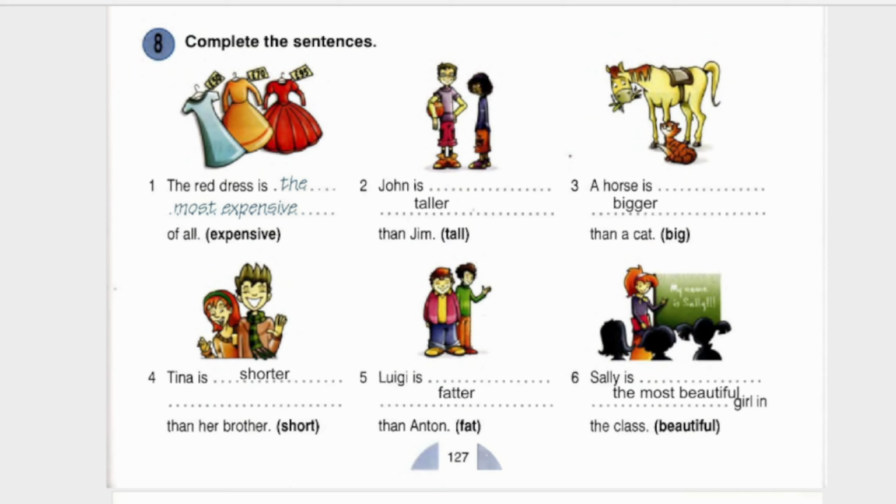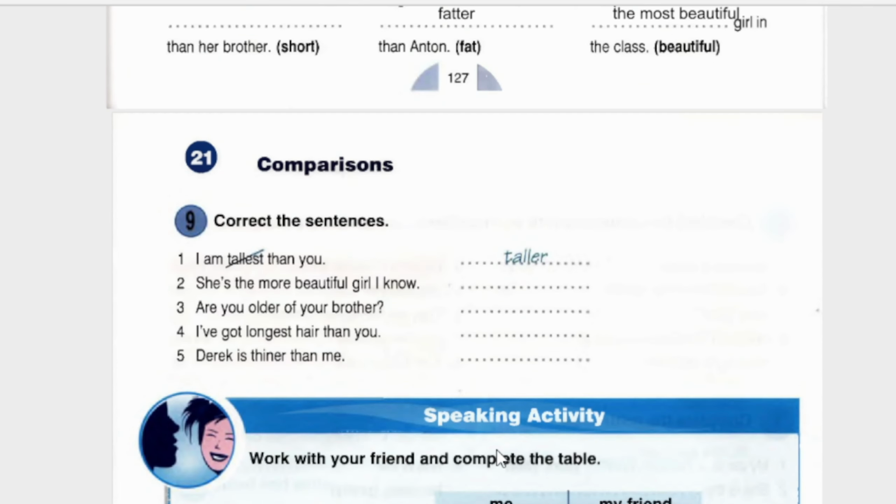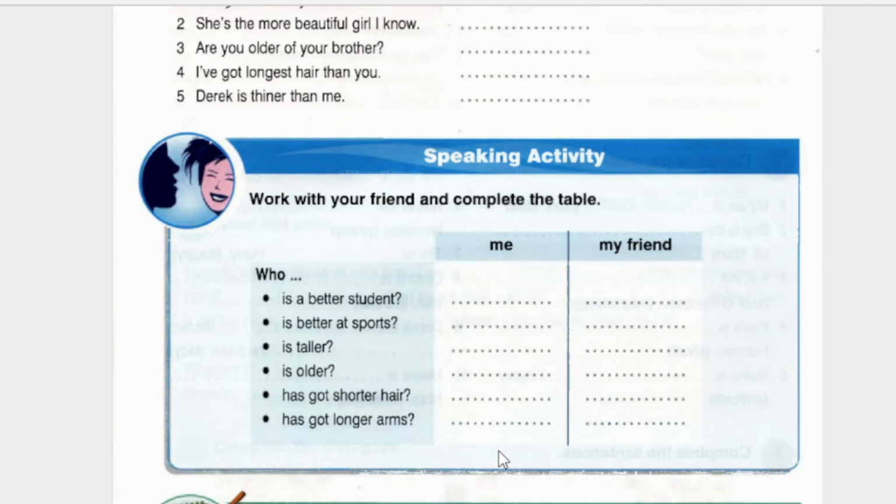The red dress is the most expensive of all. John is taller than Jim. A horse is bigger than a cat. Tina is shorter than her brother. Luigi is fatter than Anton. Sally is the most beautiful girl in the class. So we got the last one.